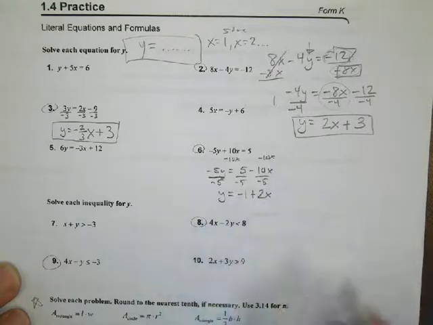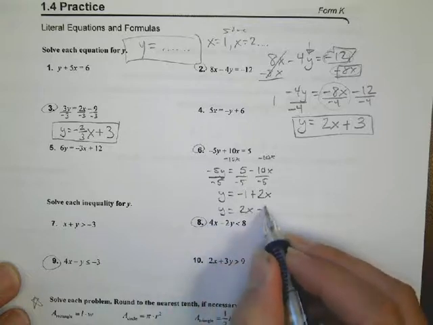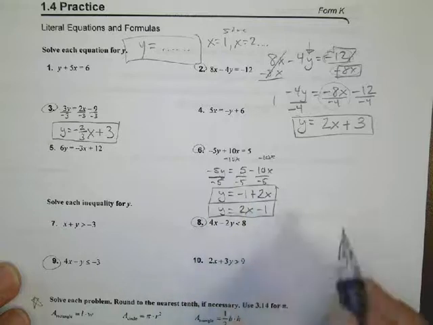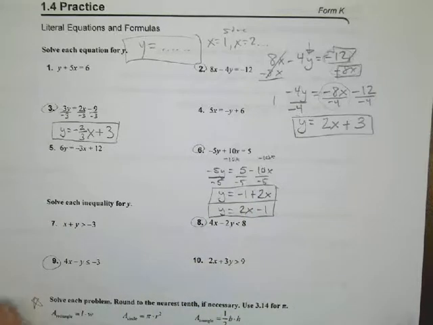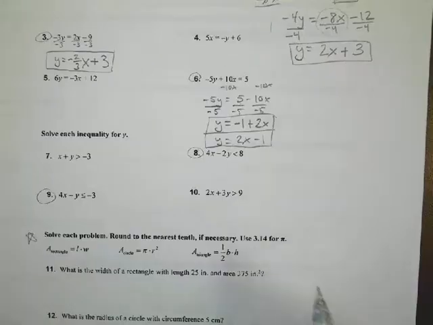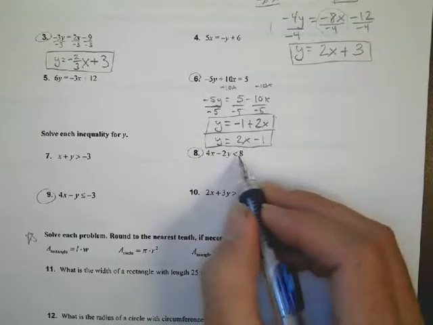I probably would want to rewrite this as y equals 2x minus 1, but either answer is just fine because they are the same thing and we solve for y. Moving on to the next section, it says solve for each inequality. With inequalities, it's the same idea. The exception is that now instead of an equal sign, I have a less than or greater than sign here.